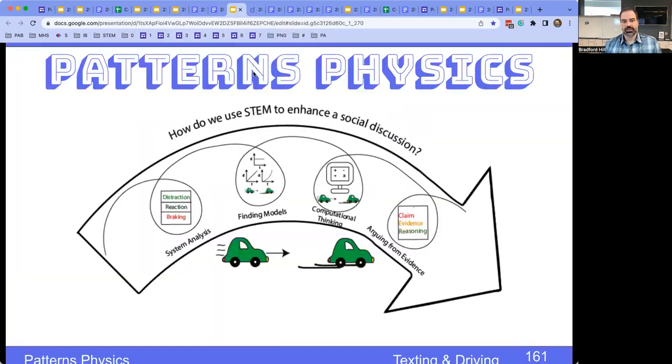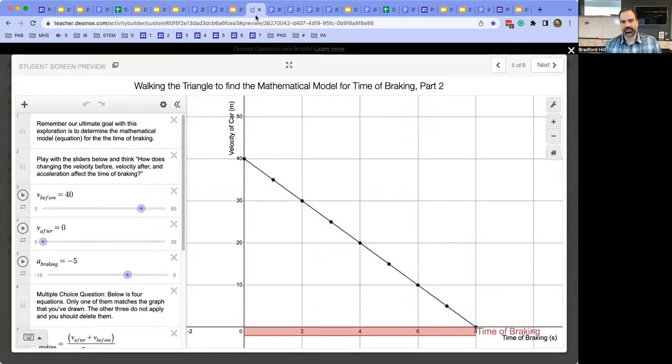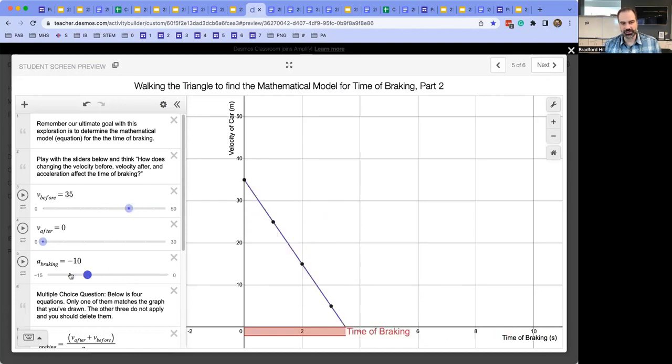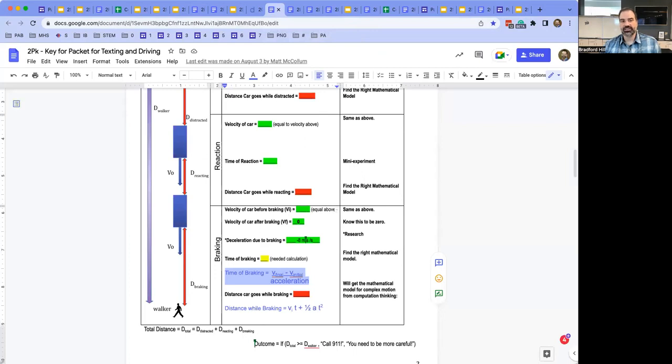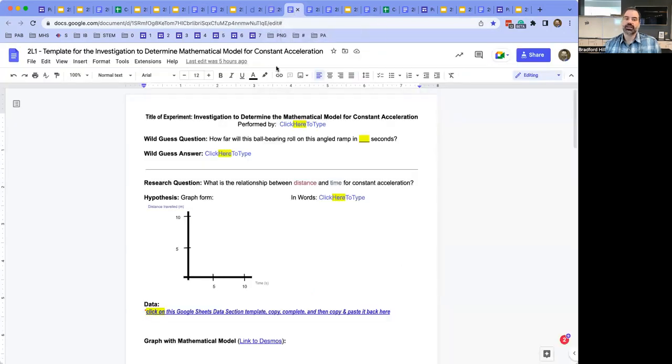And I'm going to, again, so here we're at the finding models in between computational thinking. And again, I'm just jumping in on the short video. And they just play with it, graph literacy. So they just see as you speed up, the time of braking goes up. That's no surprise. Every student could do this. As your brakes become more powerful, the time slows down. And you can do some easy numbers, but in any case, they figure out what mathematical model pulls that off. They put that in their system analysis, and we're moving on.